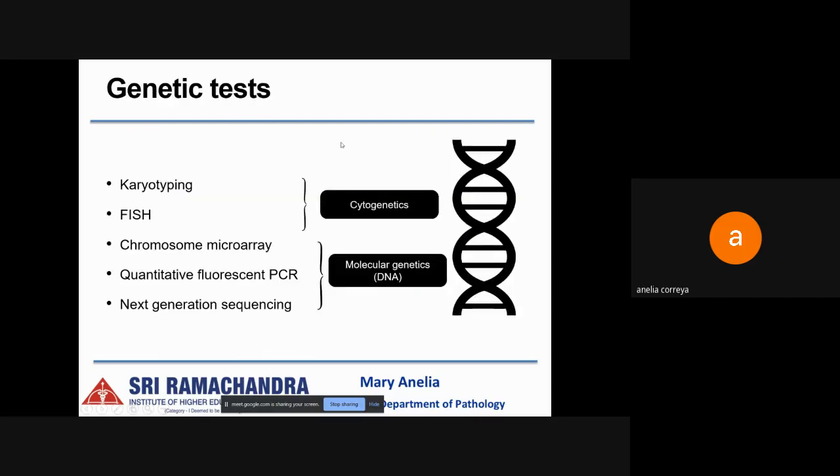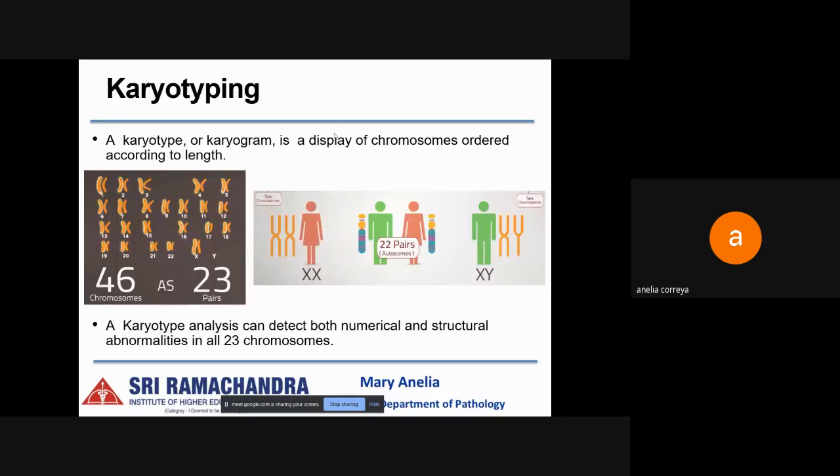So now coming on to the genetic tests which are done. These are the main genetic tests, mainly the cytogenetic tests like karyotyping and FISH. And we have molecular genetic tests like chromosome microarray, quantitative fluorescent PCR, next generation sequencing, and few other tests also, which will be discussed. So first we have karyotyping.